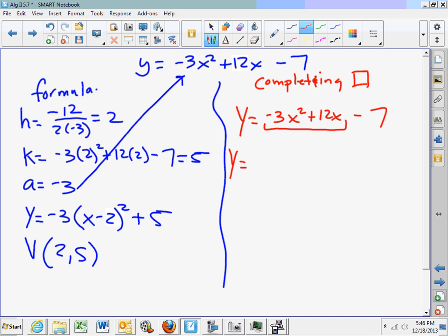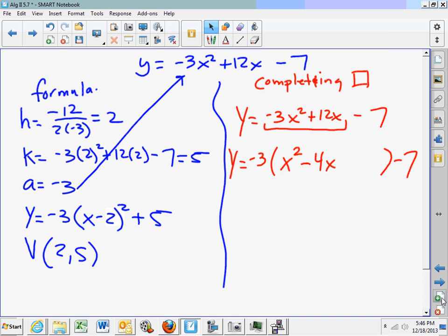So I have y equals negative 3, open parentheses. And then you ask yourself, negative 3 times what gives you negative 3x squared? Well, obviously x squared, right? And negative 3 times what gives you positive 12x? Well, negative 4x. Now, I'll leave a space and I'll put minus 7 on the outside over here. Now, since I was writing in red, I have to change colors. What do I want to add in here? I want to add 4. But I can't add 4. All I can do is add 0. So what I'm going to do is I'm going to add 4 and subtract 4 in the same spot.